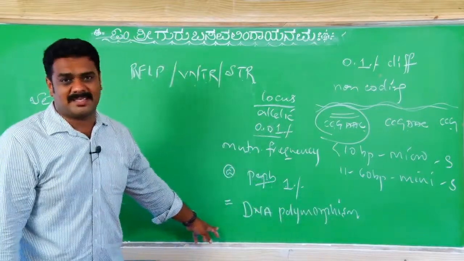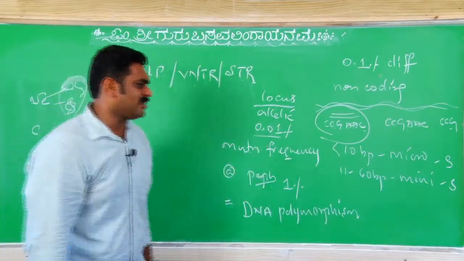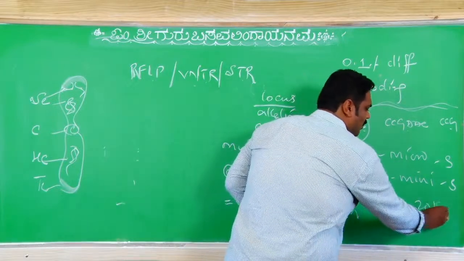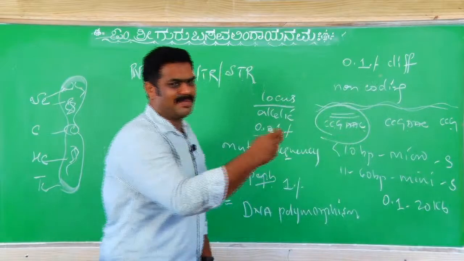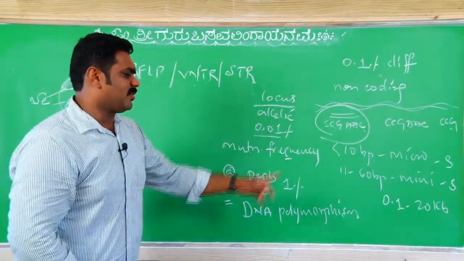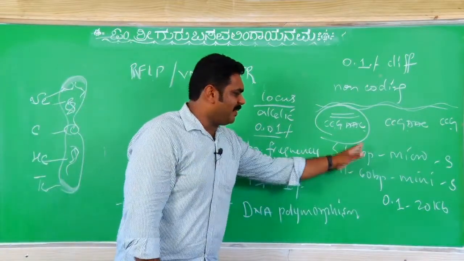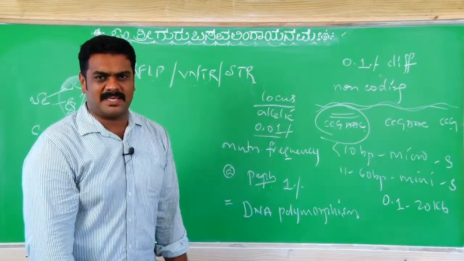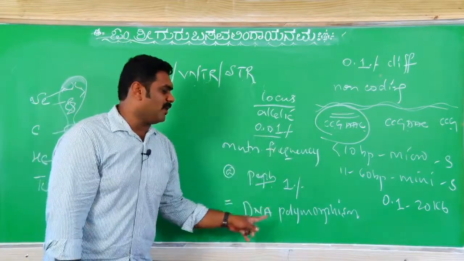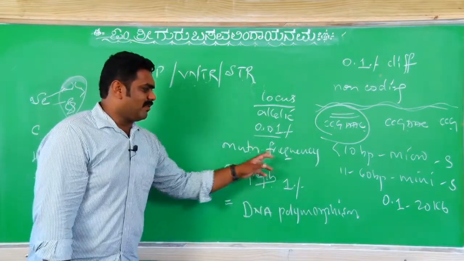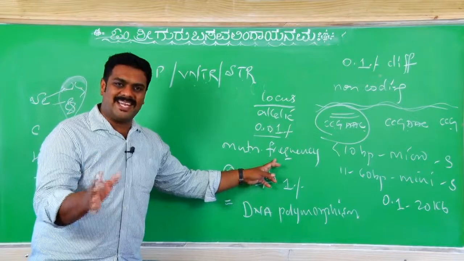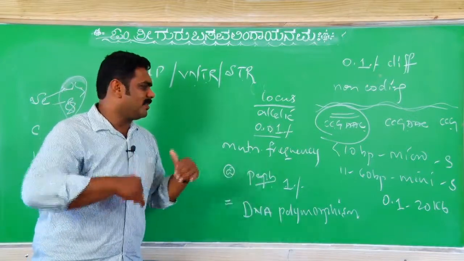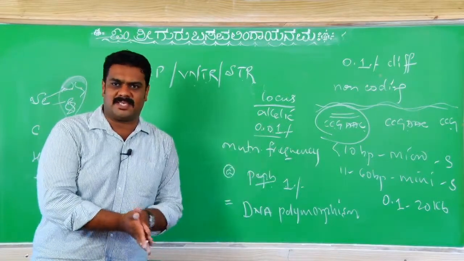So just kindly notice, your book has given in this place 0.1 to 20 kilo bases of repeated fragments that are seen, right? We have classified it as below 10 base pairs, and 11 to 60 base pairs as satellite, micro and mini respectively. That can also show polymorphism, nothing but mutation frequency, in simple words, variations. At population level, 1% variations can be noticed. At individual level, 0.01% of variation can be noticed.